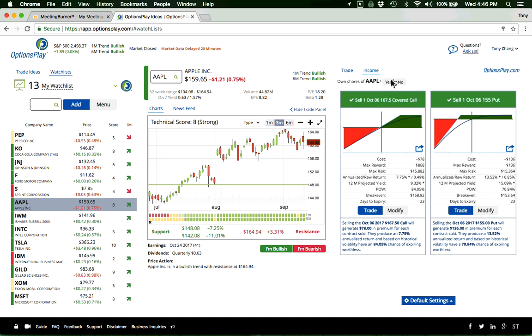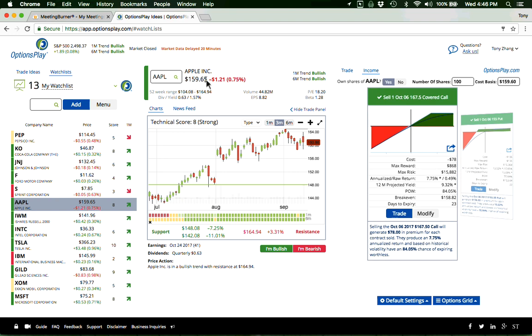So let's just look at Apple, another popular stock a lot of you have in your account. Apple's trading at 159.5. This is telling you to look at the October 6th 167.5 covered calls. Again, this is based on my settings of short-term optimal. If you have different settings, it'll spit out different covered calls as a starting point for you. And this is telling me on this covered call, I'm going to get about a 7.75% yield on a stock that pays a 1.5% dividend. So this increases my total yield to 9.3% with an 84% chance that this call is going to expire worthless.